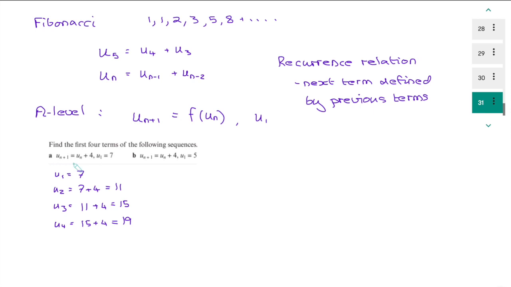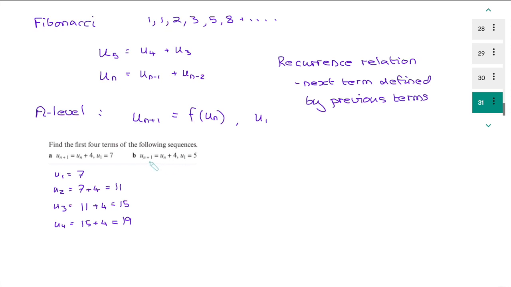So what sort of sequence have we got? We're just adding 4 on each time. So we could define this as an arithmetic sequence, where a would be 7 and d would be 4. So this is just a different way to define an arithmetic sequence. So let's have a look at this one.